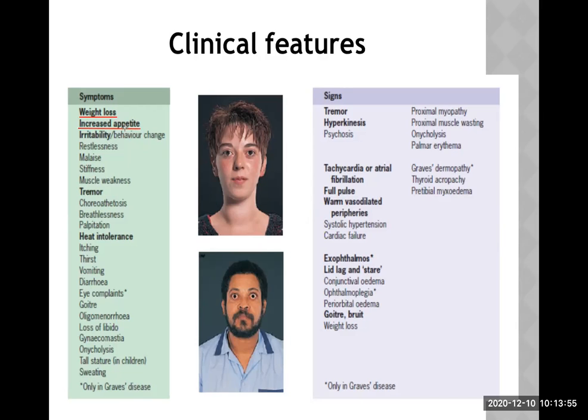Very important feature in the history: the person is irritable, with a behavior change. This irritability can be considered as sympathetic stimulation. The patient is anxious. There are features of anxiety there. Restlessness is very common, again features of sympathetic stimulation and anxiety. Generalized muscle pain, malaise, stiffness, and weakness of the muscle, especially proximal myopathy. Proximal myopathy can occur in hyperthyroidism.